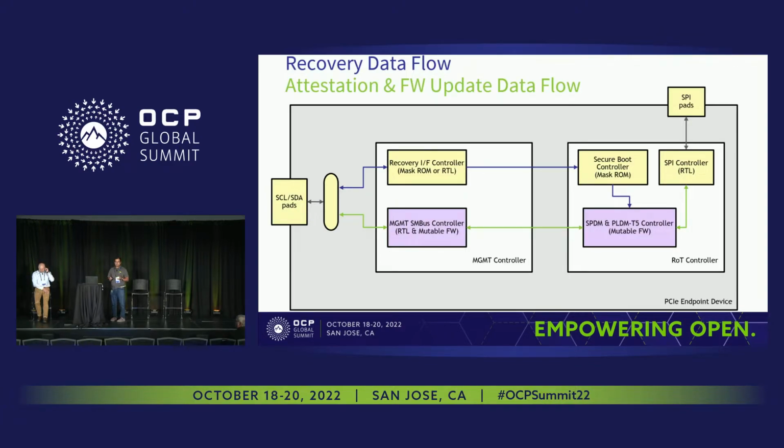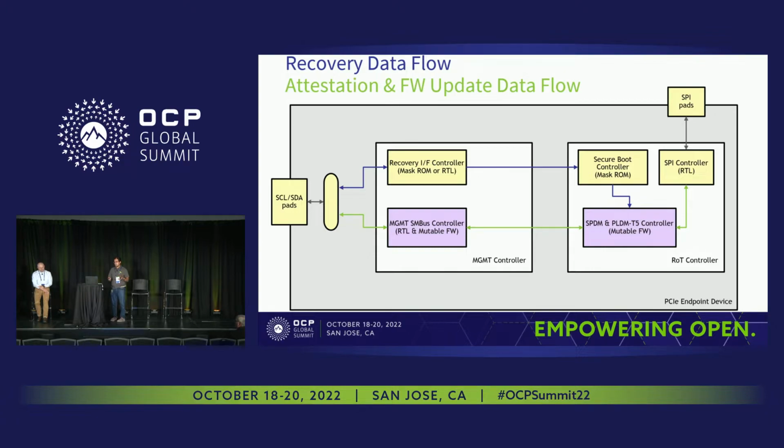And this slide is an example of how you could implement the recovery spec from a device perspective. And so there's two data flows here, going back to that PA RoT initiator slide. You have the recovery data flow to load the recovery image, and then you have the management data flow, where there would be data like attestation or PLDM firmware update, etc. And so both of these in our example here are going through SMBus pads, SCL and SDA. You see that on the left-hand side.